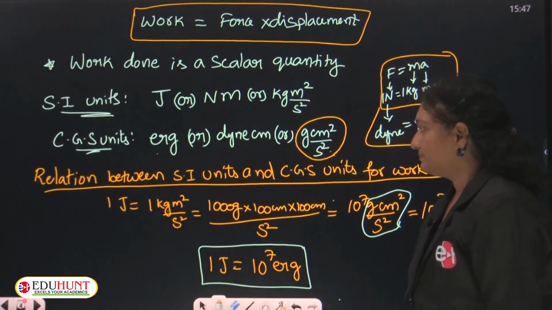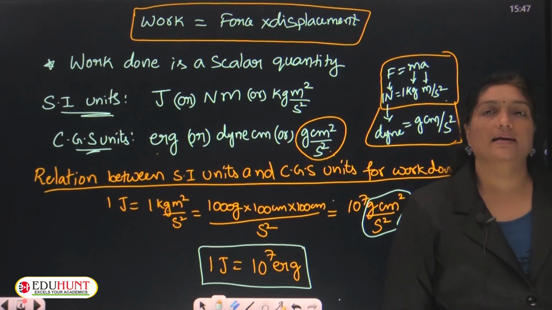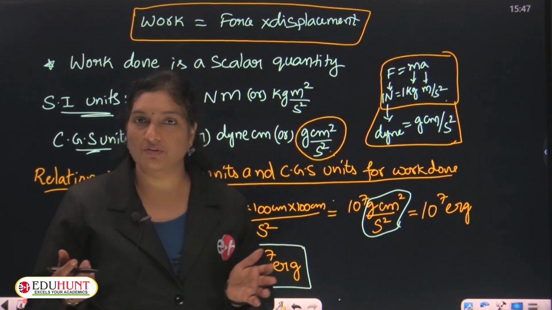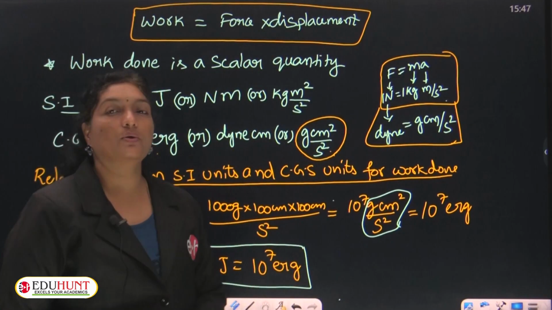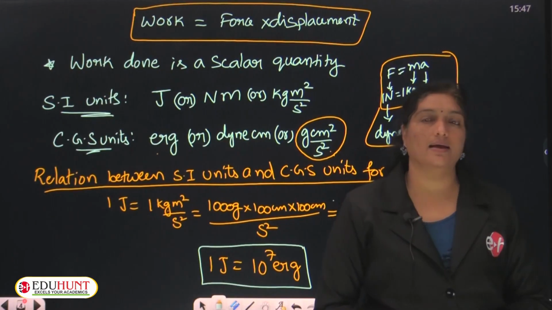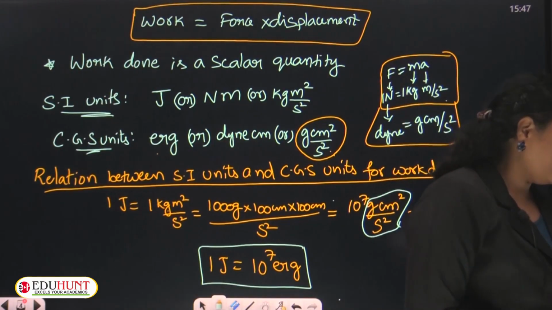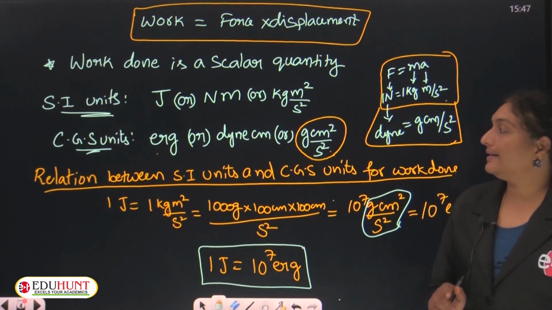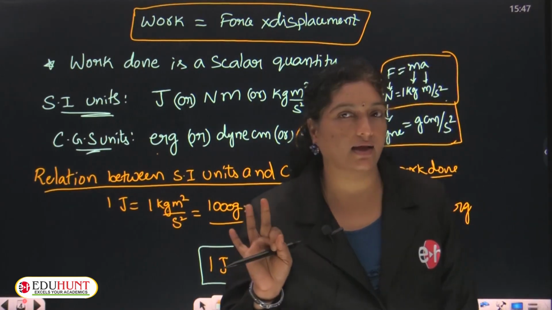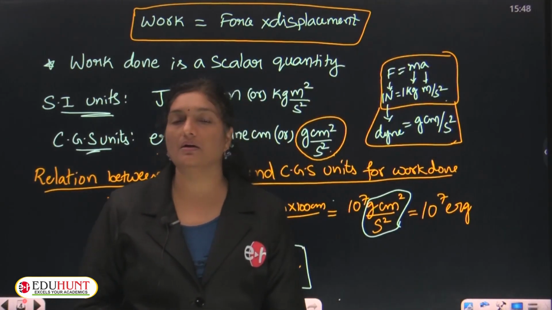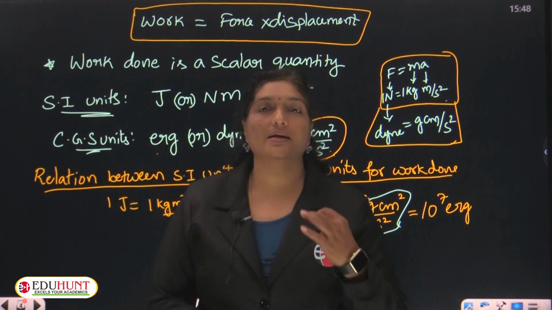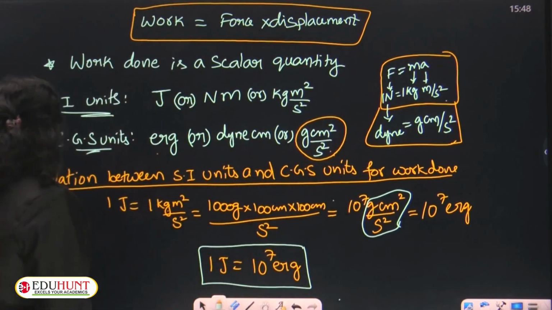Okay, children? Until now, we have discussed the definitions of work, the mathematical expression for work done, as well as the units of work done both in SI and CGS systems and the relation between the SI units and CGS units. Now, let us discuss the types of work done. The types of work done generally are categorized into 3 types, children. One is positive work, the other is negative work, and the third one is zero work done. Let us try to define one after the other.